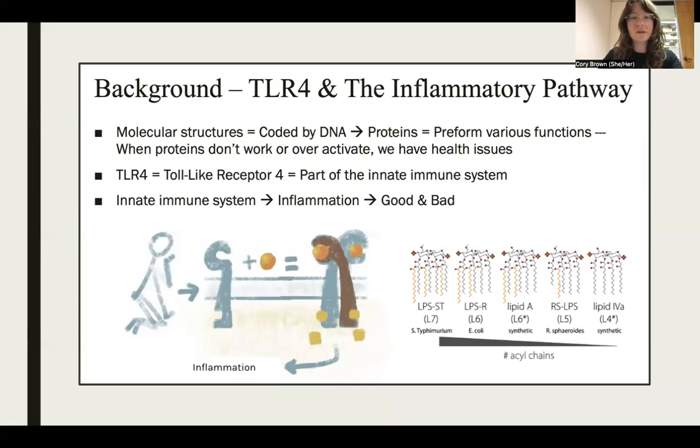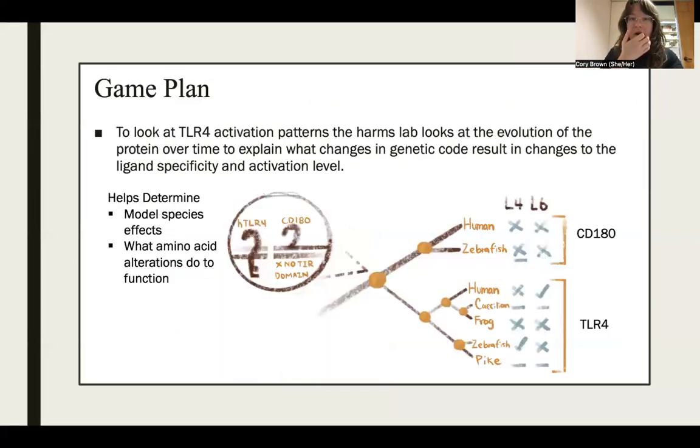Now, to understand why TLR4 activates, the Harms lab studies the alterations and functions throughout the protein's evolutionary history. We look at the effects of altered DNA on ligand specificity, which determines what binds to TLR4, activating the inflammatory pathway. In addition, we also look at the level of activation that is achieved to determine the physiological significance of the resulting signal. By comparing changes in the protein's encoding DNA to what is produced or how much signal is produced, we can start figuring out those rules.